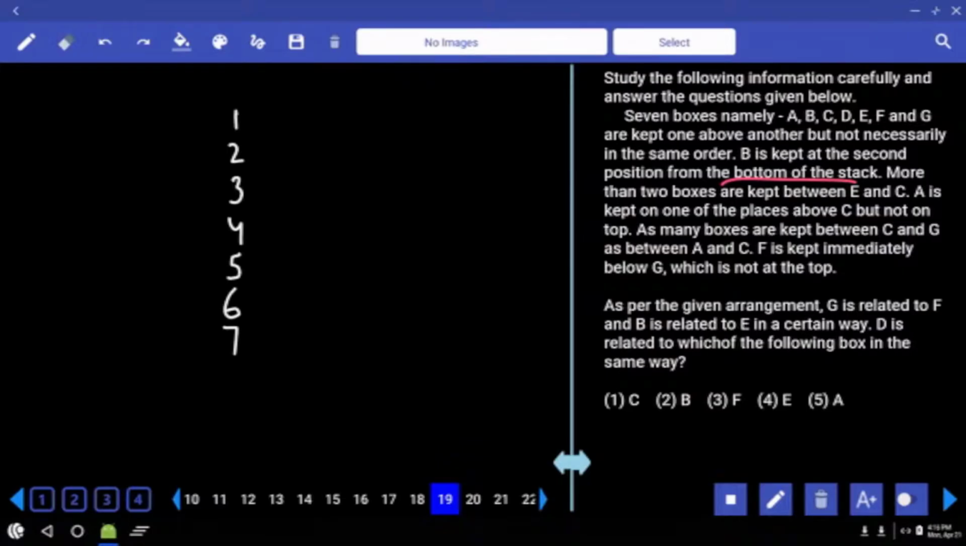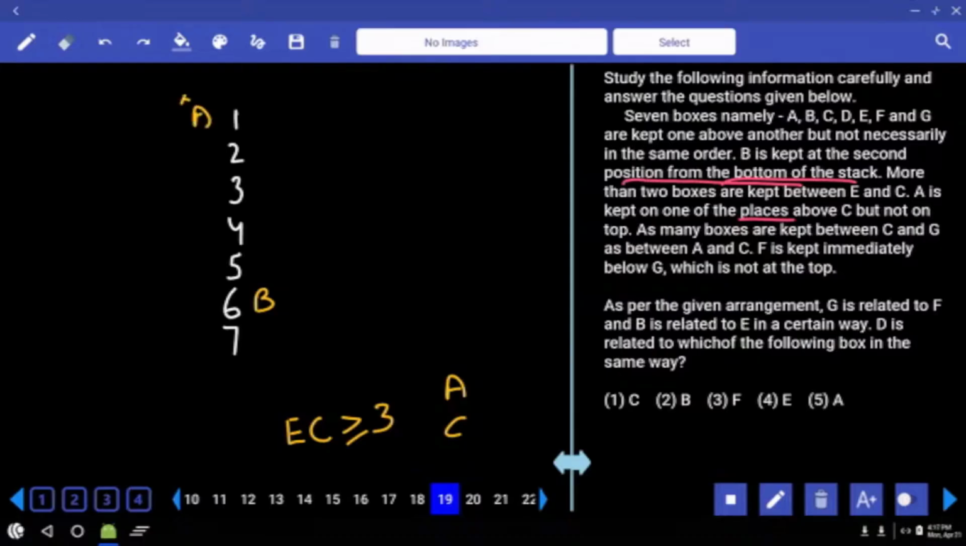Why this numbering has been given here? Because B is kept second from the bottom of the stack and it's clear. Hence B is second from the bottom of the stack. Then you can give the number. More than 2 boxes between E and C. More than 2 means 3 or more, greater than or equal to 3. A is kept one of the places above C but not on the top. A cannot be on the top.